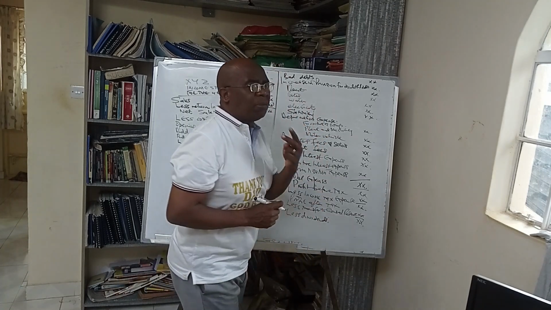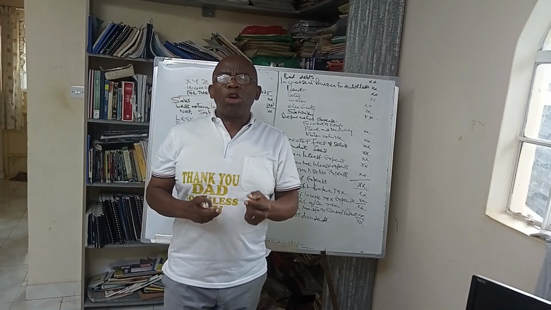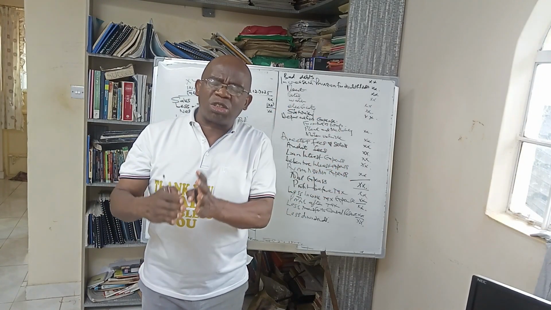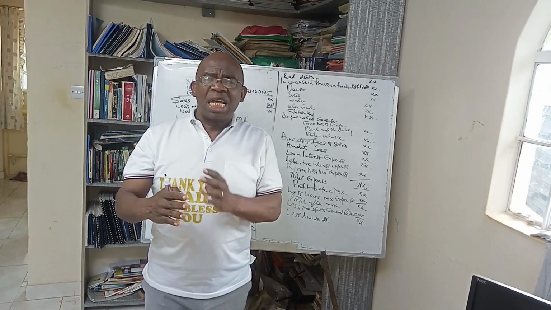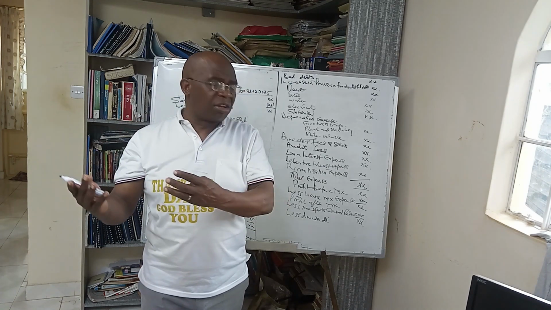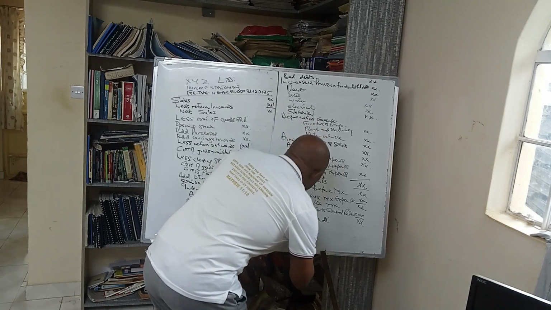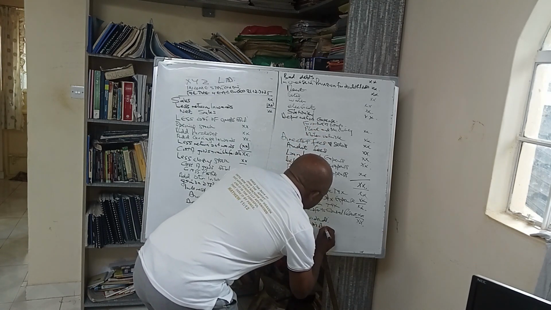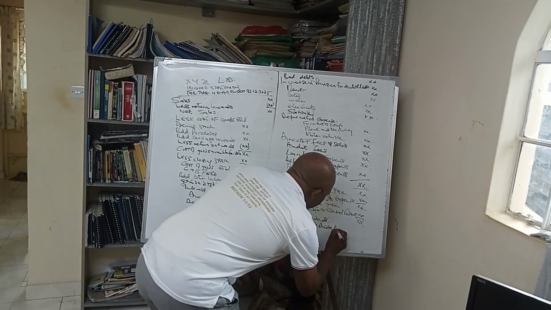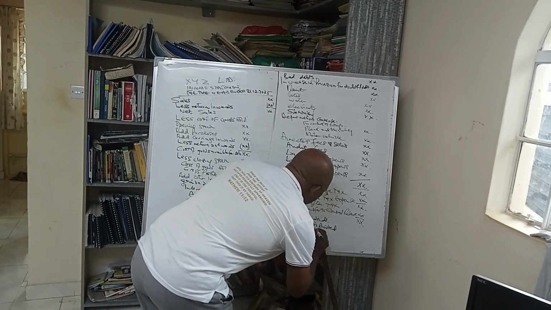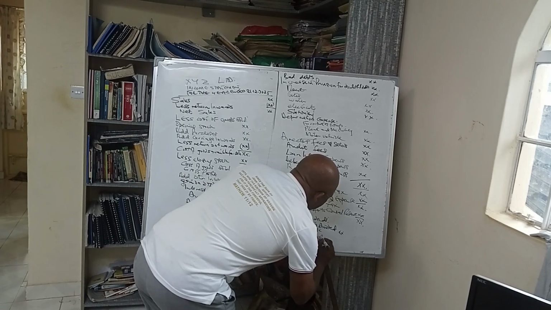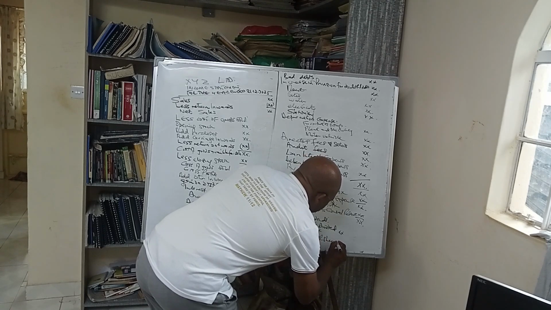Dividends could be of two types. We could have interim dividends, which are paid after 6 months in the course of the year, and then we declare the final dividend at the end of the year. So we start with interim dividends: ordinary share capital dividend, and then preference share capital dividend.